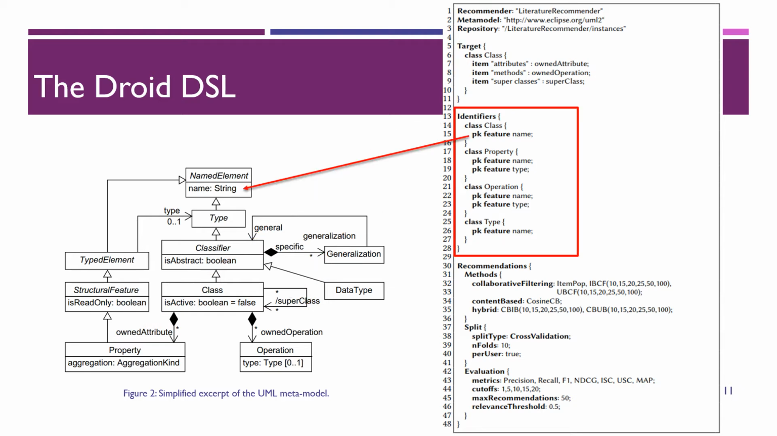In a similar manner, from line 13 to 28, the identifiers for each element are being defined. For class, we define the name as identifier and as a primary key. On the other hand, for property and operation, we define the name and the type as identifiers and also as a primary key. Also, type has been defined and identified by its name because it's not a primitive type.